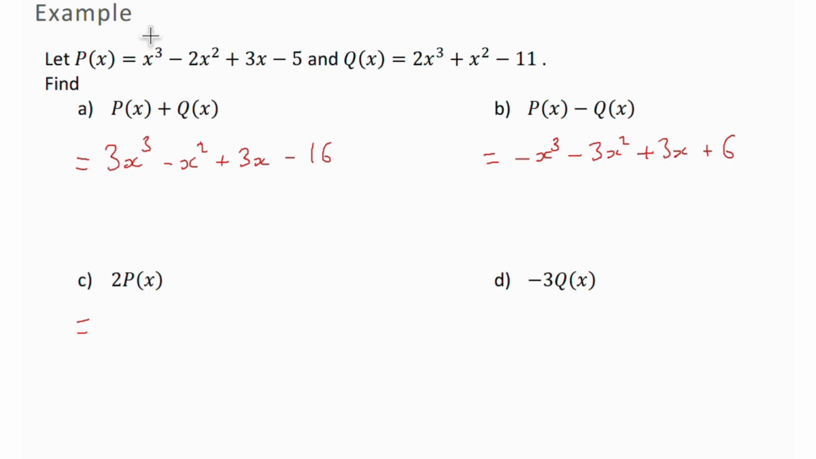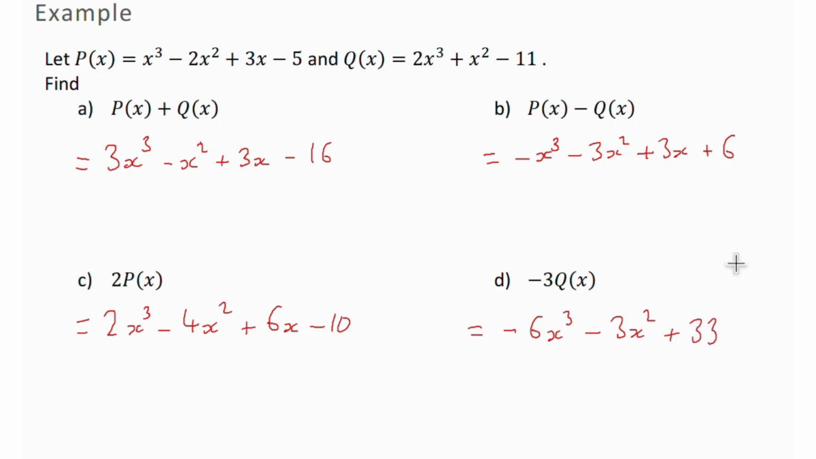Two lots of p of x is two lots of this, so it's going to be 2x cubed minus 4x squared plus 6x minus 10, doubling each of the coefficients. Minus 3 lots of q of x will be minus 6x cubed minus 3x squared plus 33.